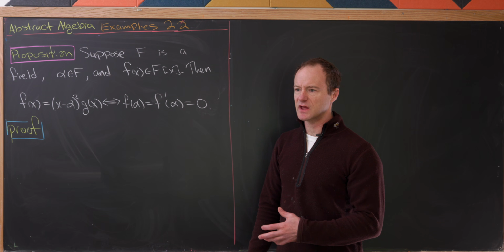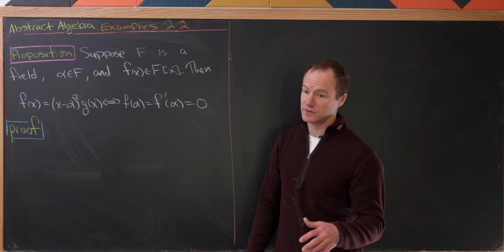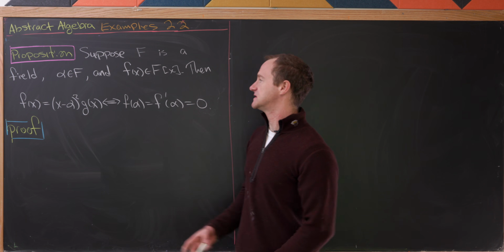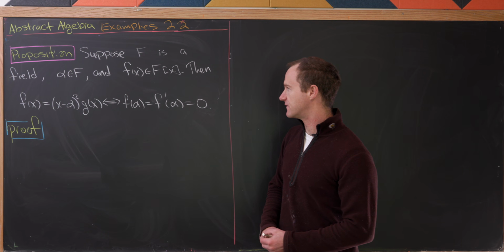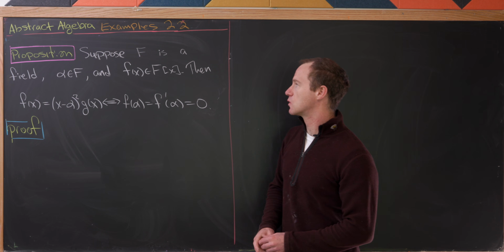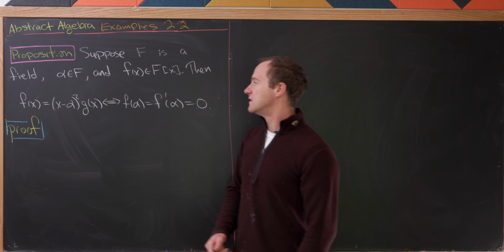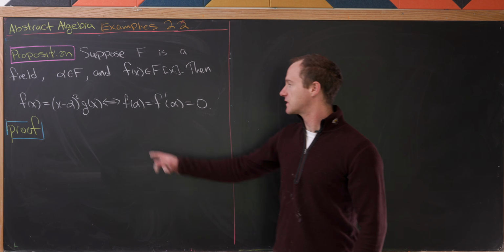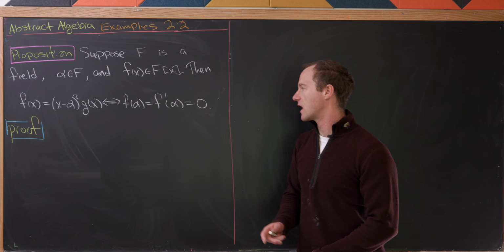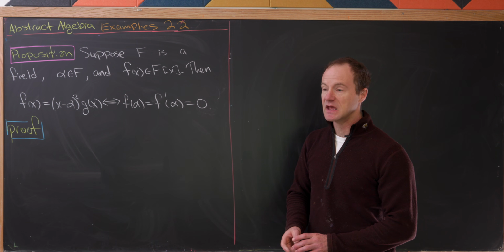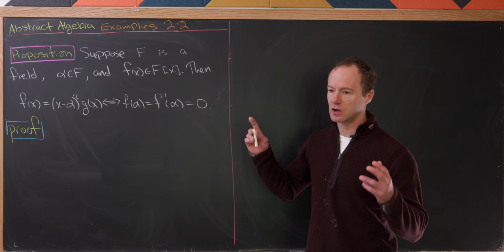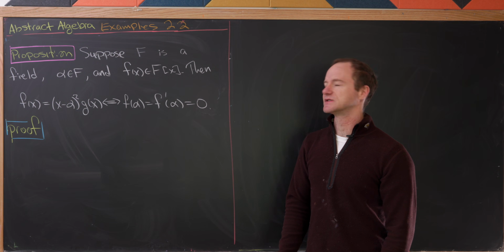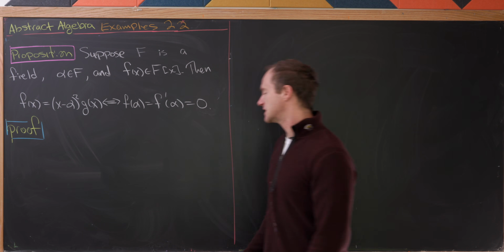And this has to do with the derivative of a polynomial and the multiplicity of a zero. So let's suppose that F is a field, alpha is an element of that field, and f(x) is in the corresponding polynomial ring. Then we can write f(x) as (x minus alpha) squared times g(x) if and only if f(alpha) and f prime(alpha) are 0. And here we're just going to take for granted that all of the normal derivative rules hold, although that'll likely be an exercise if you're in my class. Okay, so let's get to it.